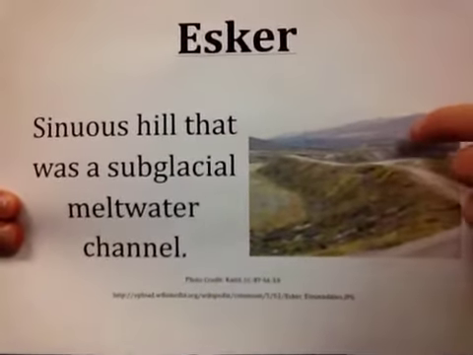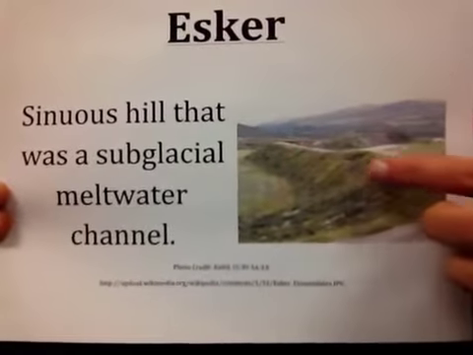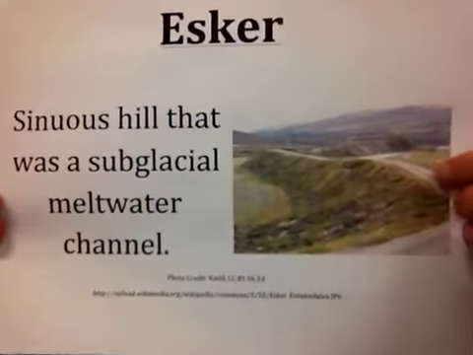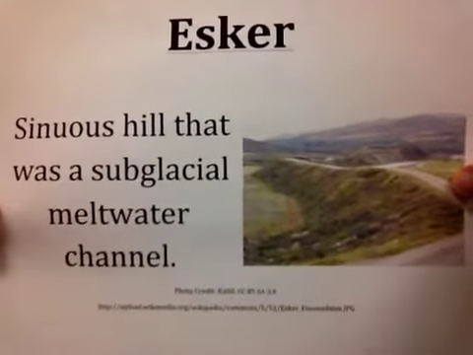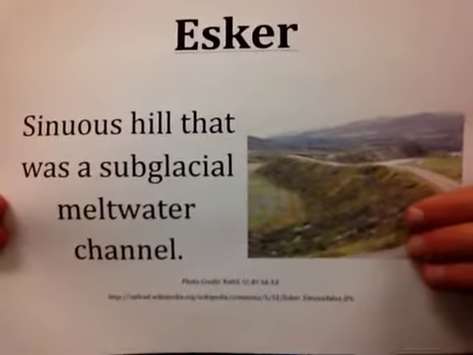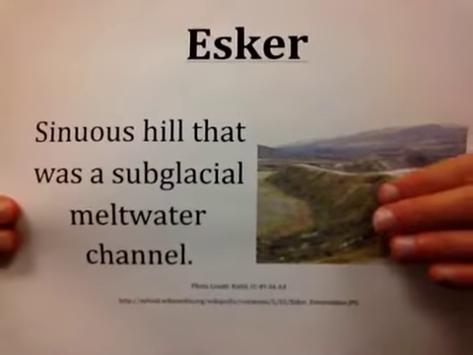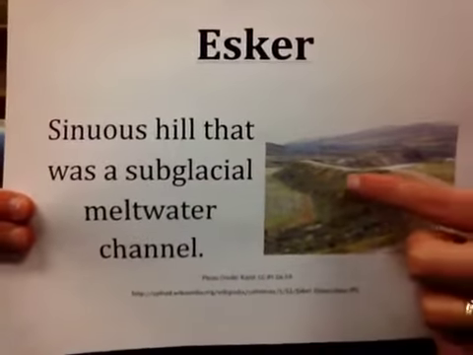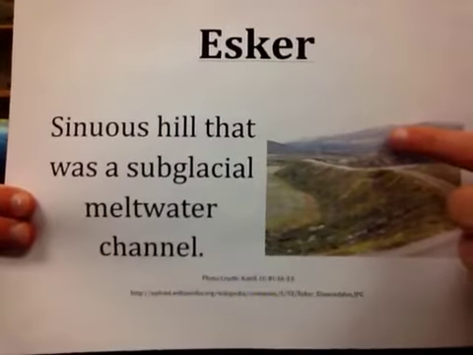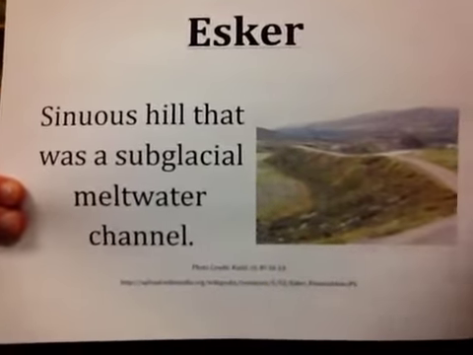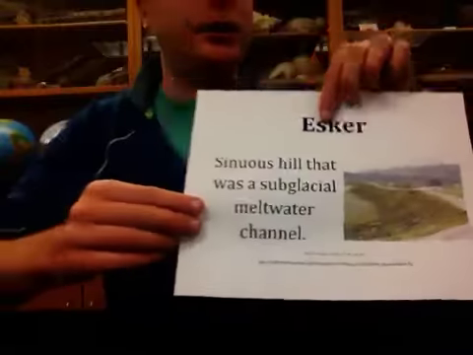So when it was ice, this would sort of be like an opening that meltwater would come through in the warm periods and then refreeze in the cold period. And as temperature and climate warmed, the ice retreated away, and the esker is the remnant of that meltwater channel that had once been below the glacier.